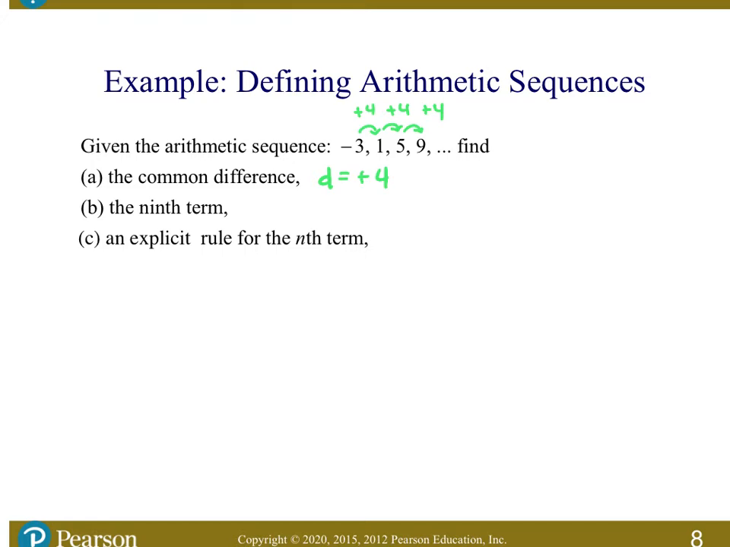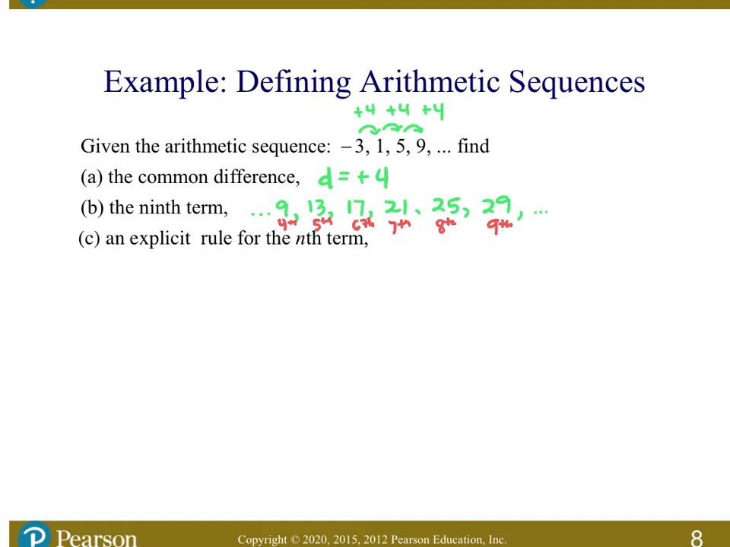Well, I could just do it in order by continuing to just add 4 every time, continuing from where I was. So I could say, okay, well, I was at 9, and then it would be 13, and then 17, and then 21, and then 25, and then 29. Which one of those have I gotten to the 9th term yet? So this is 4th, 5th, 6th, 7th, 8th, and yep, I got to the 9th term. So that would be one way to do it, is to just figure them out in order.